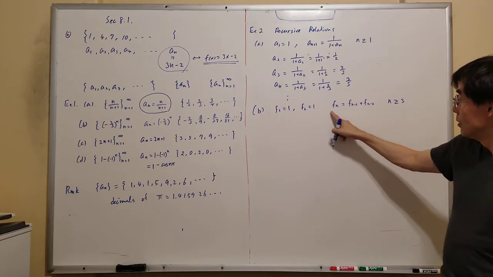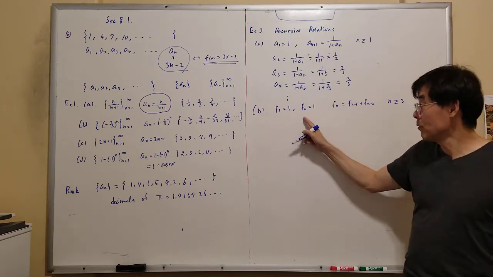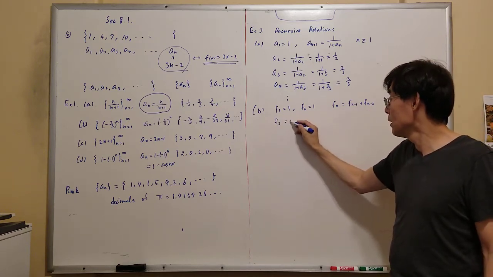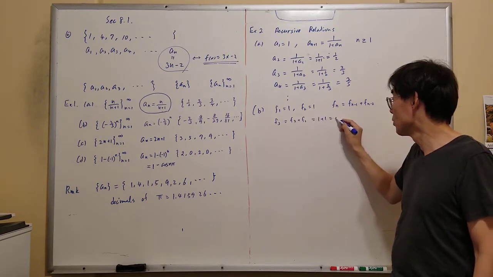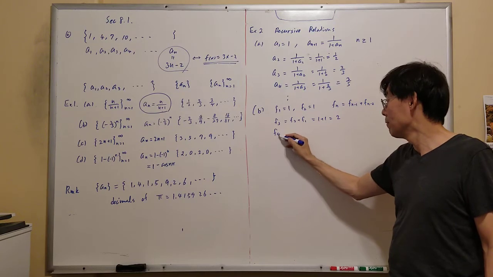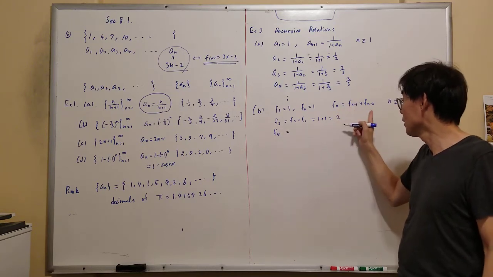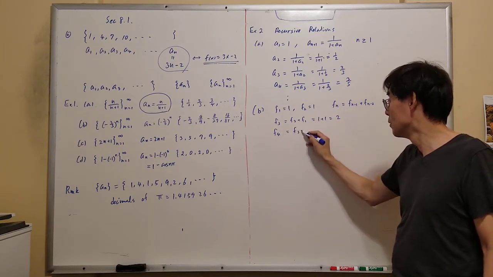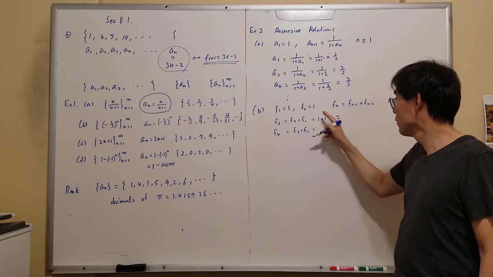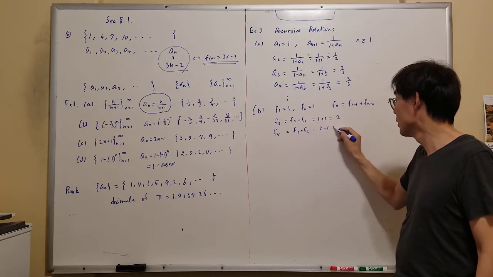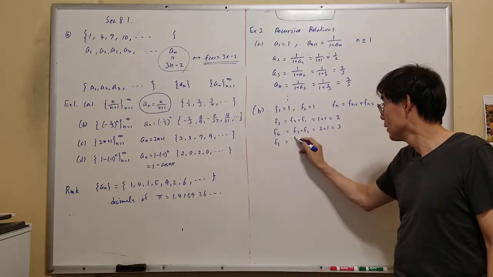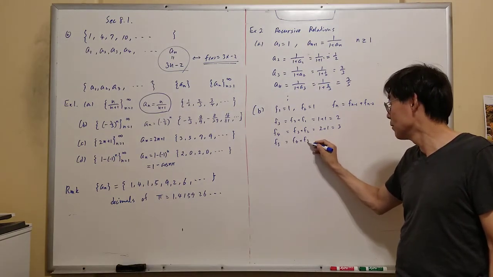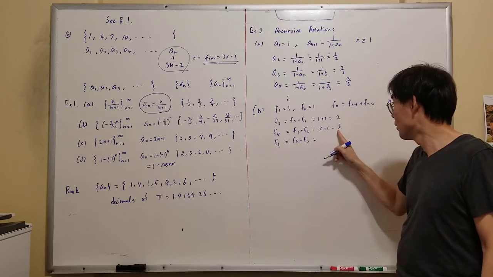Now, once you have f1 and f2, you can get f of 3 as f of 2 plus f of 1, which is 1 plus 1 equals 2. F of 4 equals 3, two previous terms, 2 plus 1 is 3, right? F of 5 is f of 4 plus f of 3. F of 4 is 3.